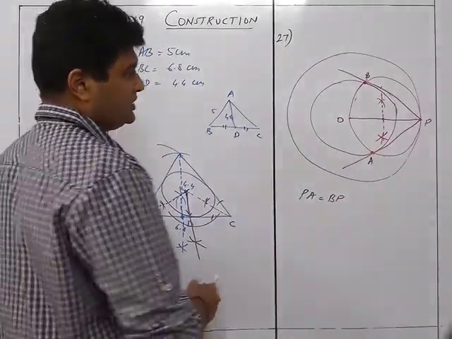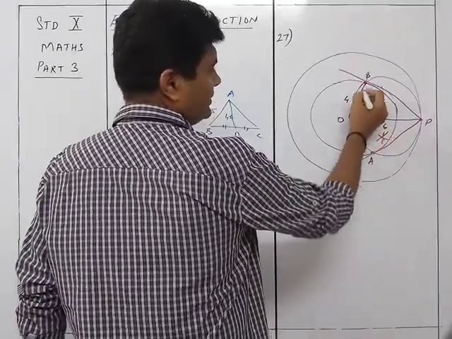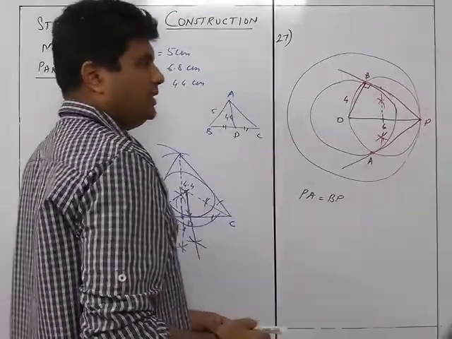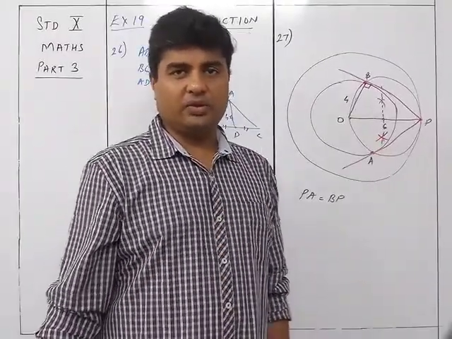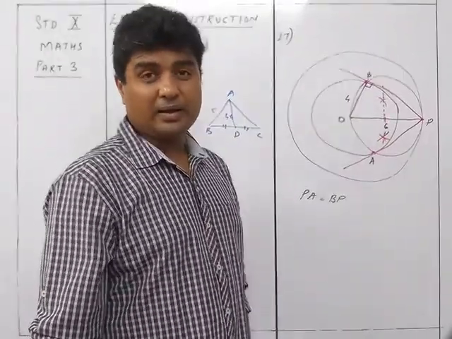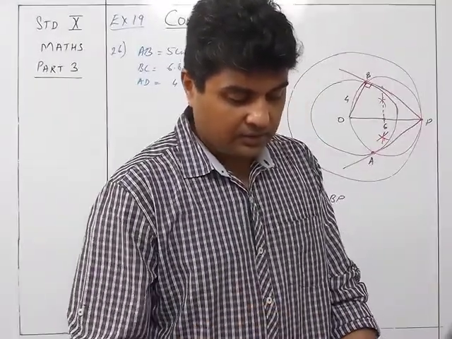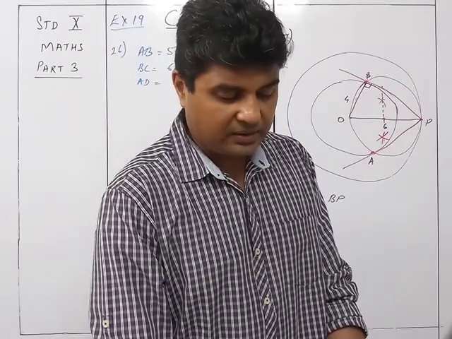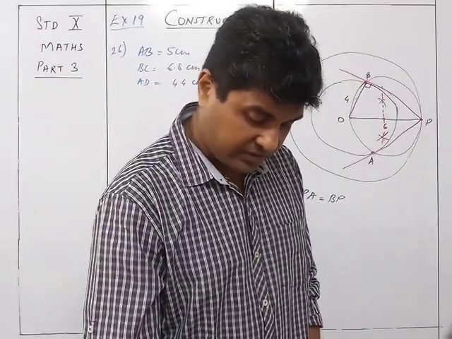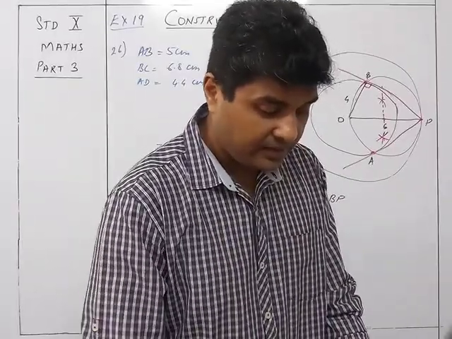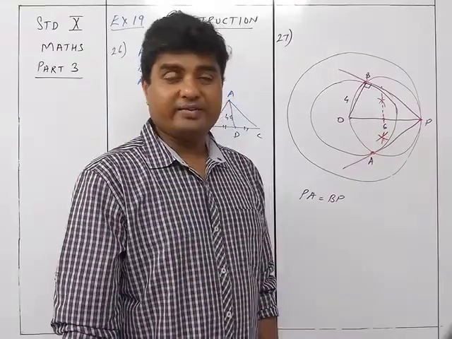So this is 4, this is 6, this is 90 degrees. You can use the Pythagoras theorem, but anyway it is going to be in decimals, so it is better that you directly find the value by construction. The answer will be somewhere near 3.2. That will be question number 27.